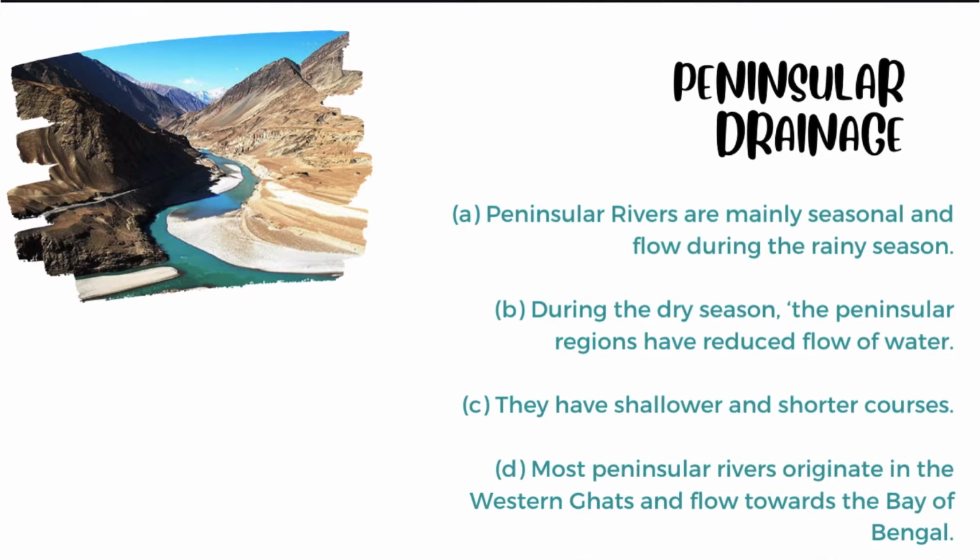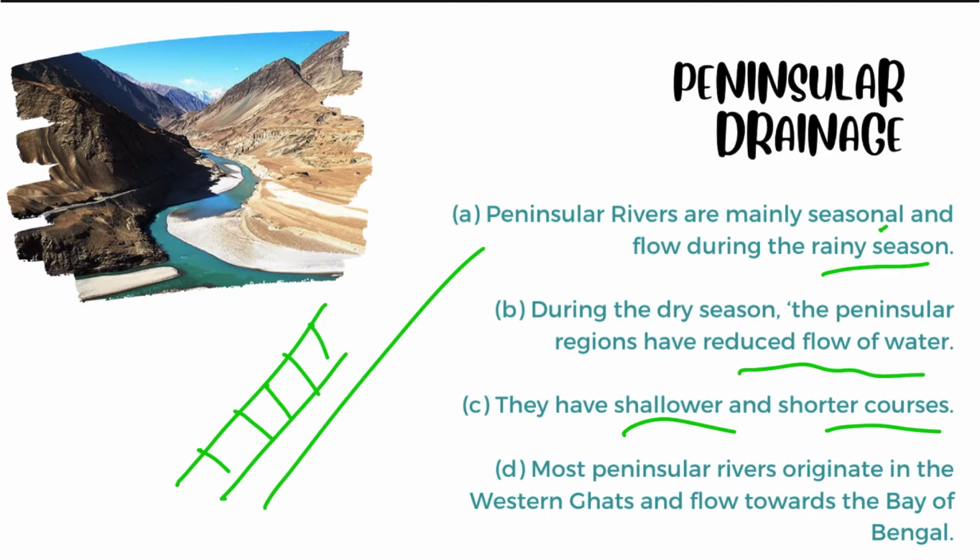The next is peninsular drainage. They are seasonal and flow during the rainy season. During the dry season, what happens? They reduce the flow of water. Simply, if there is good rain, then you will find enough water. If there is less rain, or even in the month of summer, many rivers will have dried up. They are also shallower and shorter in comparison to Himalayan rivers.